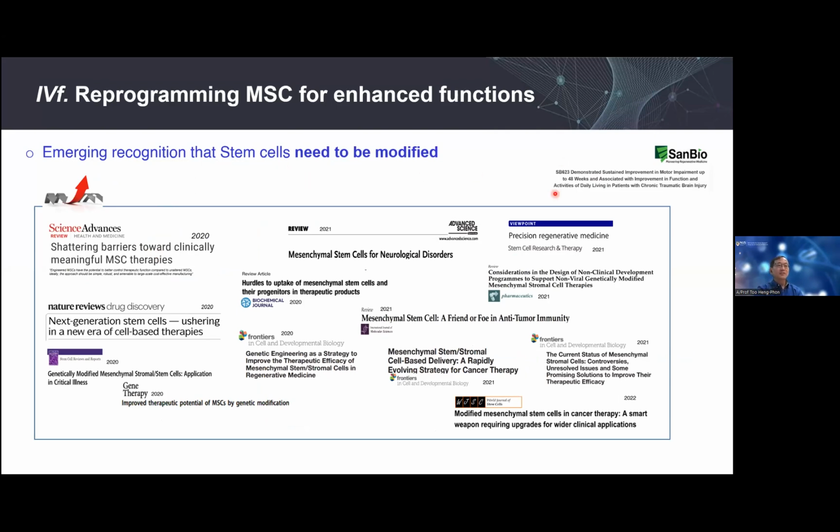Now, here is one study by this company called SendBio with Stanford. They've shown something in regenerative medicine. You modify the MSC, and you can actually rescue some of the phenotype when you have a traumatic brain injury. So you can see in these cases that modifying MSC allows you to increase the function that you need.